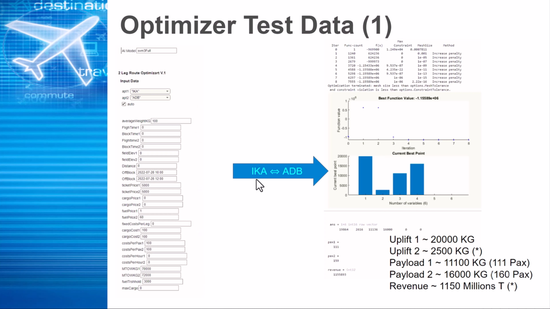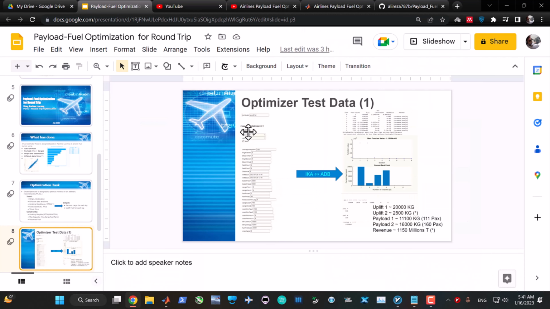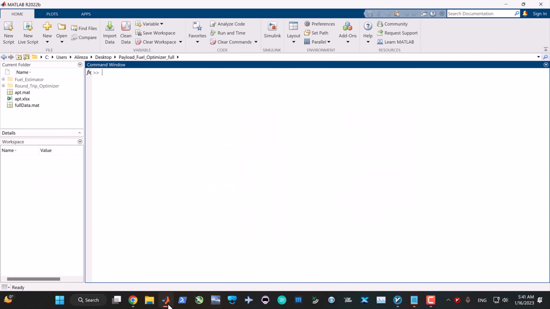For example, we are optimizing a flight between ICA airport of Tehran to Izmir airport, and we are assuming that the fuel price is much cheaper in our home airport, in our base airport, and much more expensive at the destination. And there are other items that we can change and see the optimization. Okay, let's switch to MATLAB and see it in action. The values here might change compared to the values you get.